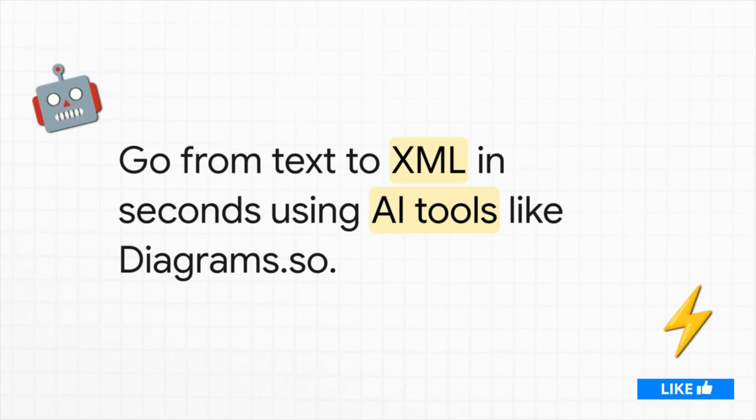And finally, we are stepping right into the future with AI diagram generation. Tools like diagrams.so allow you to just type out a plain text description of your system. And the AI doesn't just generate native portable XML that you can open anywhere, it actually checks your logic for architectural warnings while it builds. It completely eliminates that dreaded blank canvas paralysis.